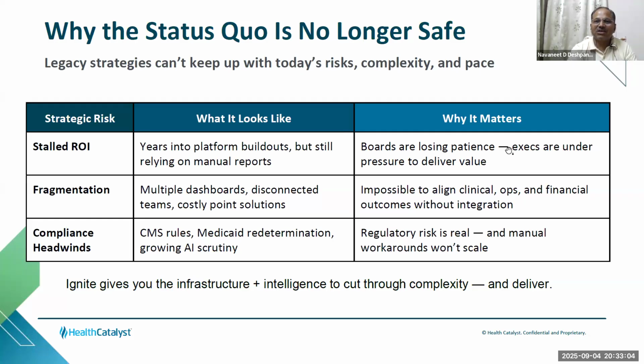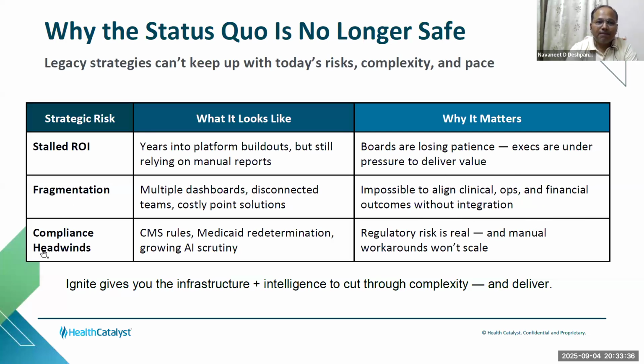Why it matters? Because boards are losing patience, and executives are under pressure to deliver value. Everyone has got a target. There is a lot of fragmentation risk also. Everybody is working in silos in their own specialized department, so there will be multiple disconnected dashboards. Right now, it looks like it is very costly to integrate everything, but why it matters is that it's impossible to align clinical, operational and financial outcomes without integration. So integration is required to match all these clinical, operational, and financial requirements and outcomes.